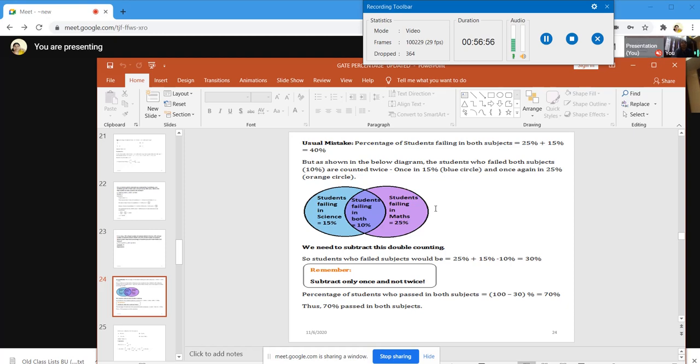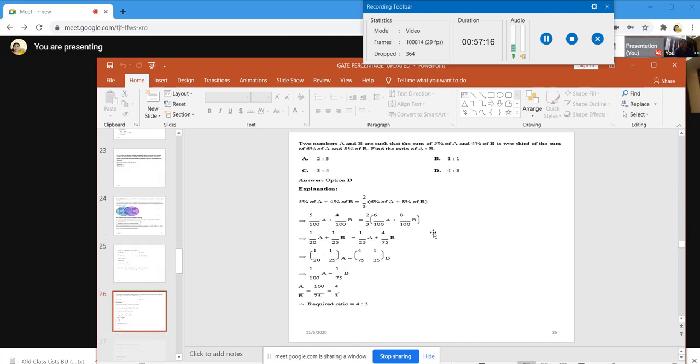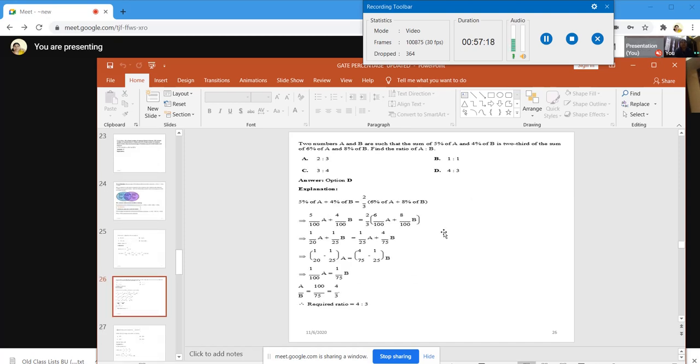Now we can find out the percentage of passed students. So 30 percent failed means 70 percent passed. 100 minus 30, 70 percent is the passed students. It's also quite easy. This type of problem we have already discussed.